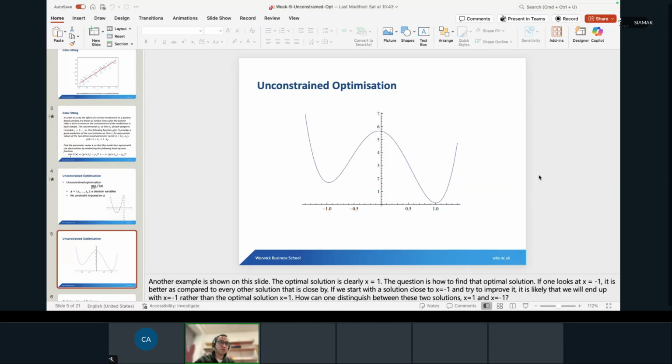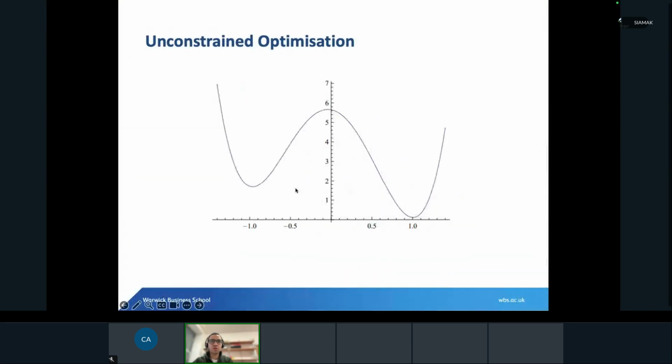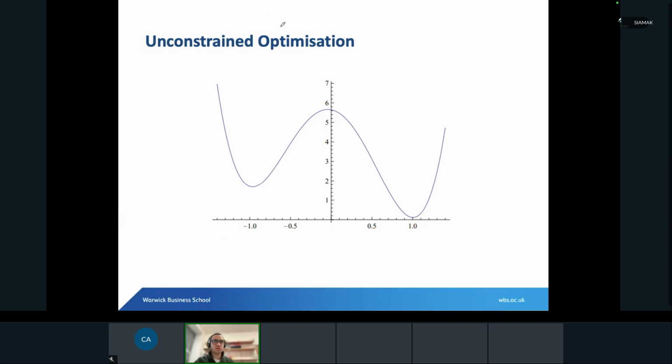This is another unconstrained optimization problem. Let me see if there is anything here. Okay, there is nothing here. That's good. This is another function that we have. It is nonlinear, obviously, as you can see. As we discussed, there are two points that we have, and they have similar features. This is what we discussed last week.